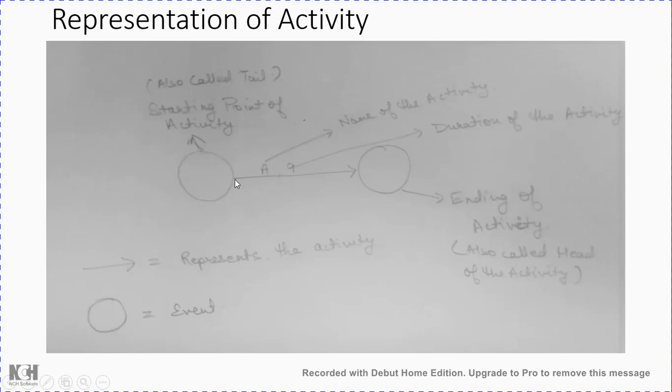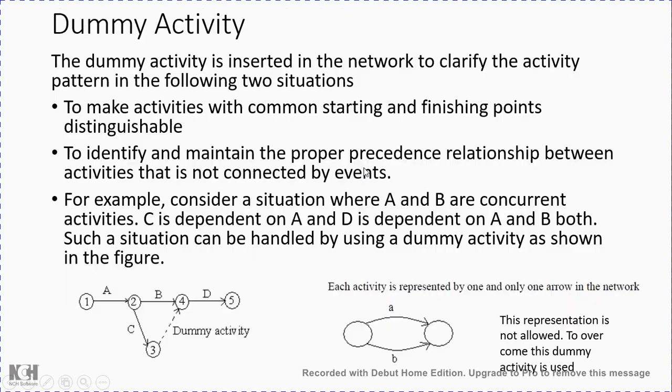This point is the starting point of the activity, often called the tail of the activity. Where the arrowhead is, we call it the head of the activity, or where the activity completes. A is the name of the activity, 9 is the duration of the activity. So this circle is the starting point, and this circle is the ending point. This is how we consider activities, and how we follow from one activity to another, until we cover all the activities and finally reach the end point of the project.